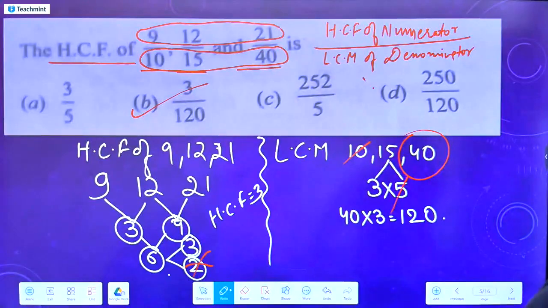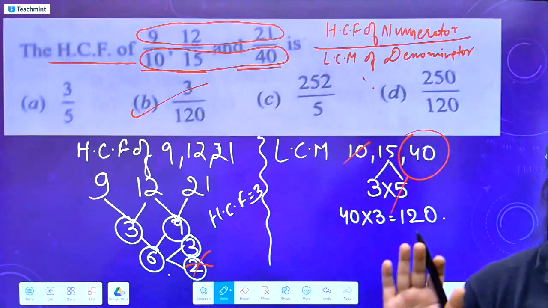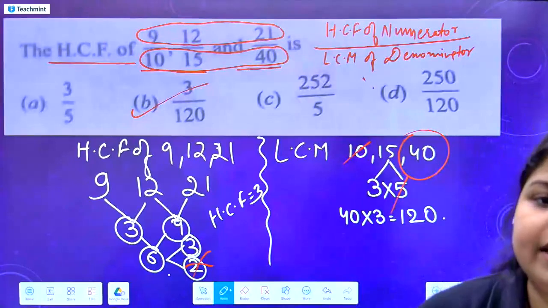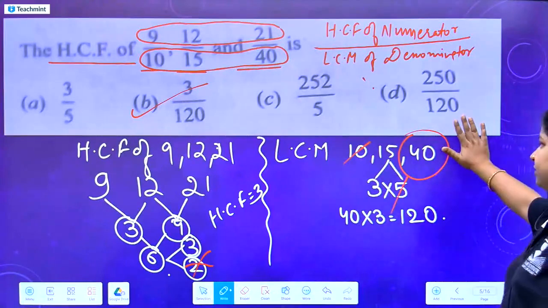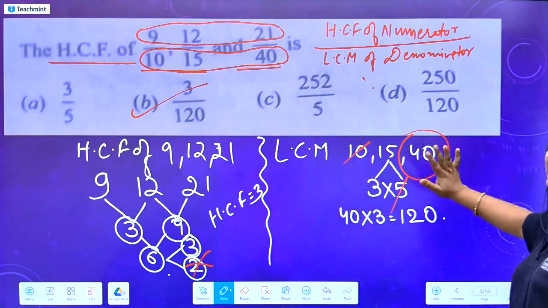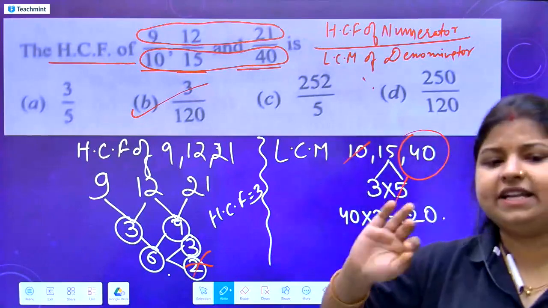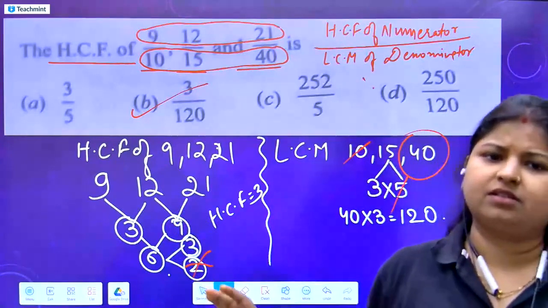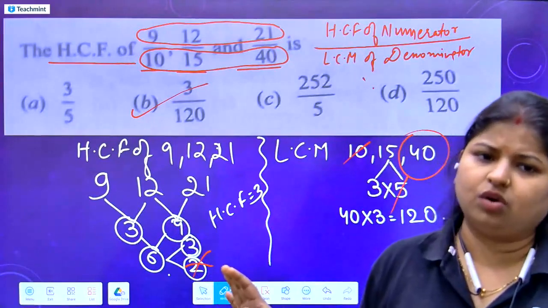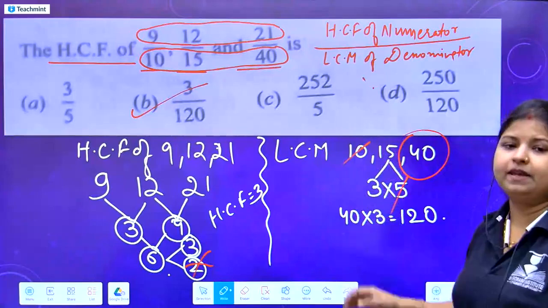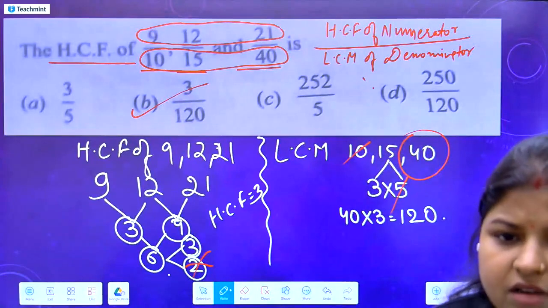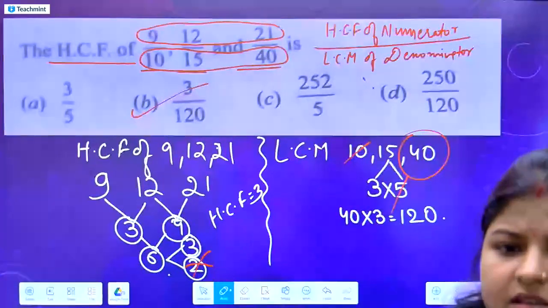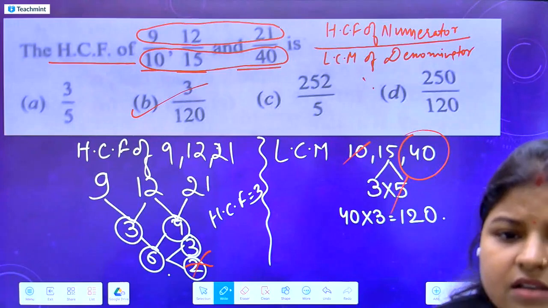Did everyone get it? I didn't get it. Again. Okay, one by one. Can I explain this again? Yes, for sure, beta. Let me explain this once more, only the LCM one. Any doubt in the HCF part? No, ma'am. Okay, so the LCM part. Yes, Prisha? Ma'am, in the LCM, can you explain again? I did not understand.